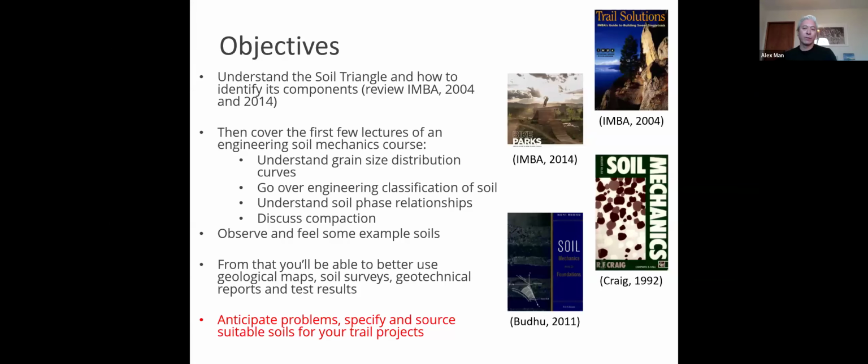Okay, so today I'm going to talk to you about soil with a few objectives that I hope will help in the trail world. First, we want to understand the soil triangle and how to identify all its components. If you've read any of the IMBA textbooks, it's all kind of introduced there. But we're going to go a little more in depth and cover the first few lectures of an engineering course in soil mechanics. So I'll try to keep it as simple as possible. It really is a lot of just common sense.